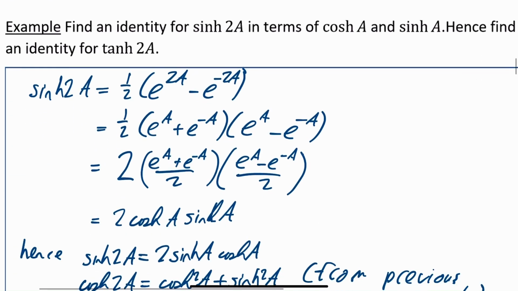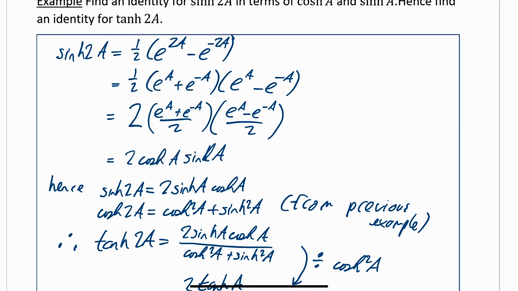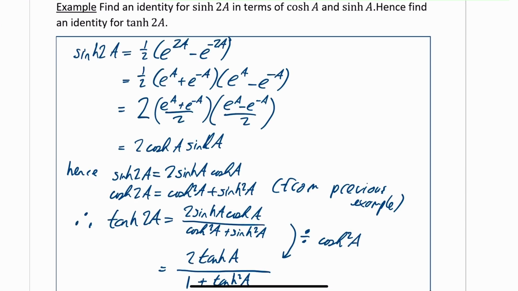Okay, last page for these notes. And again, find an identity for hyperbolic sine of 2a in terms of hyperbolic cos of a and hyperbolic sine of a, and hence find an identity for hyperbolic tan of 2a. So hyperbolic sine of 2a, how we do this, similar to what we've just said, you let your x be equal to 2a. So that's a half upon e to the 2a minus e to the minus 2a. And this is the difference of 2 squares.